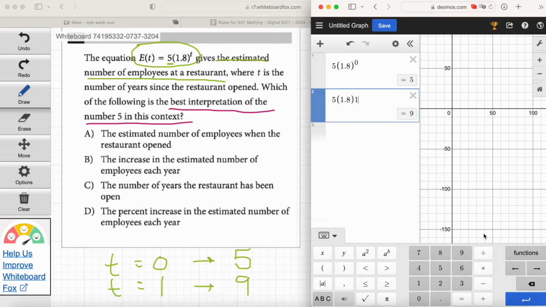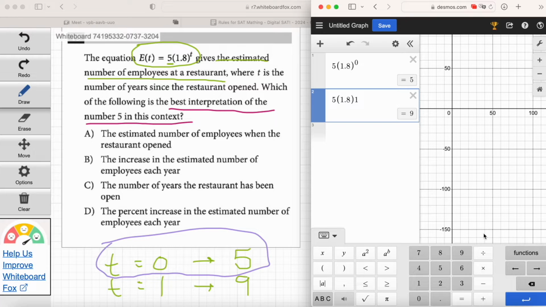I think it could be, because that's what this is right here. When t is 0, that's when the restaurant opened. We got 5 for the number of employees. Does that make sense? Maybe. Well, let's see if we can focus on elimination here. Hold on. Go ahead and read answer choice B.